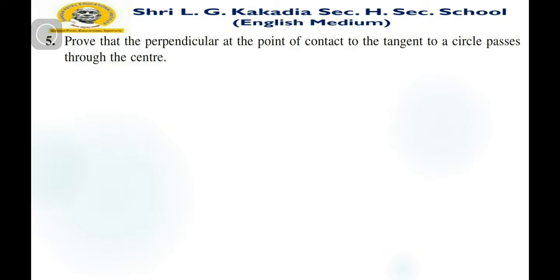Now, question number 5. Prove that the perpendicular at the point of contact to the tangent to a circle passes through the center. We know that the tangent is perpendicular to the radius. So, once again we are going to show that this perpendicular passes through the center.